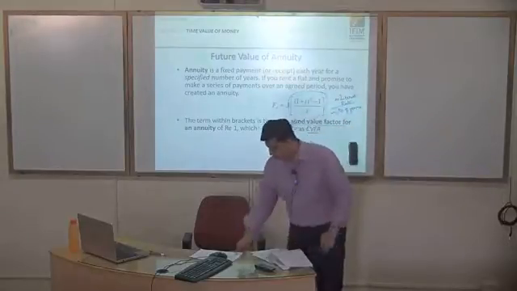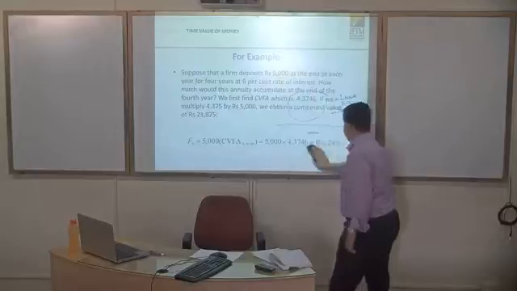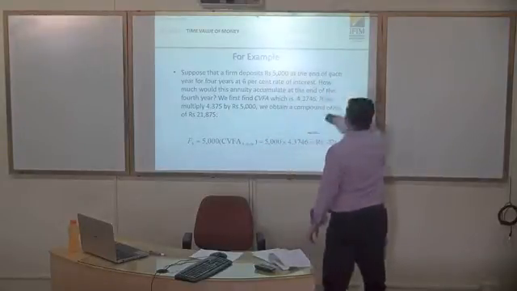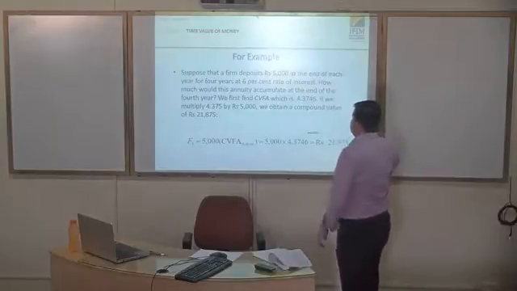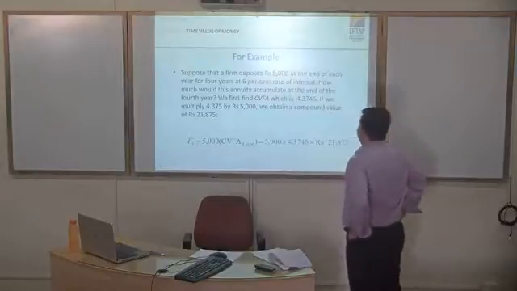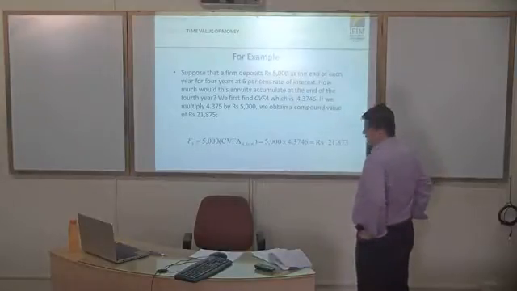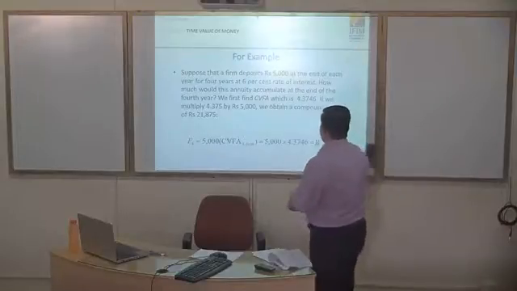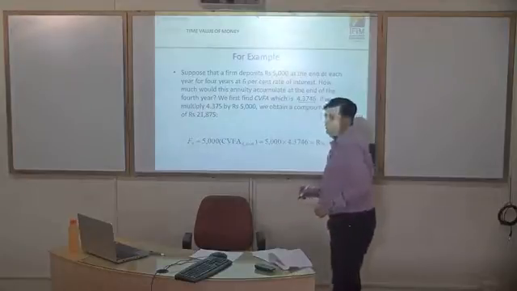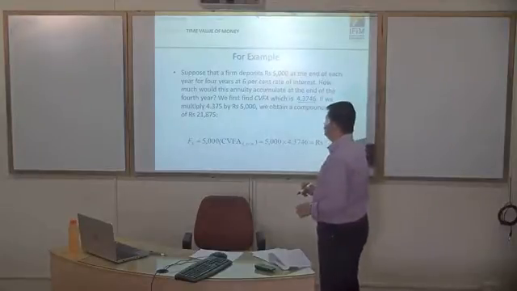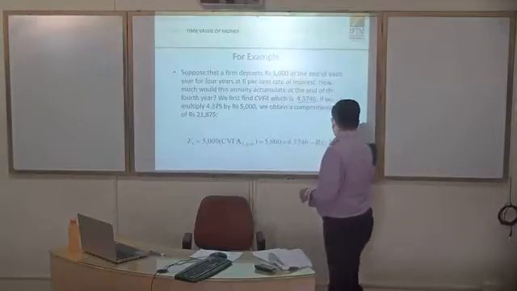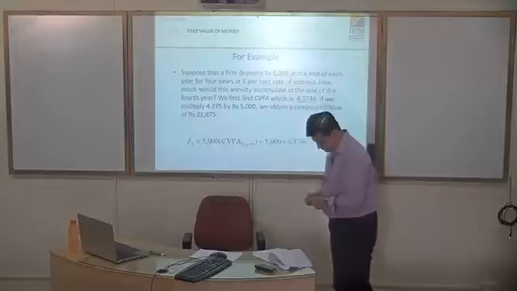Now, example. Suppose that a firm deposits 5,000 at the end of each year for 4 years at 6% rate of interest. How much would this annuity accumulate at the end of the 4th year? We find the CVFA factor, which is 4.376. You know how it is done? You have to do the math. Use an Excel sheet, the way that I showed you earlier. That is multiplied by 5,000, which gives me 21,873.